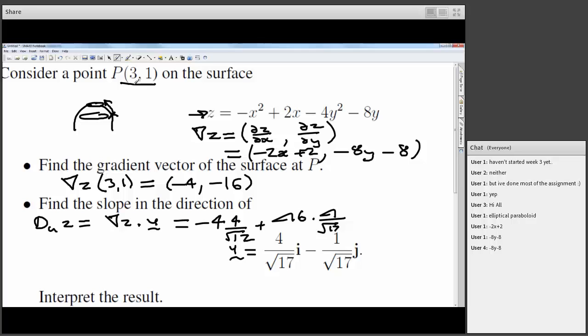And so if we work out what we get, we're getting minus 16 plus 16 all on root 17, not 17, equals 0. So that tells you that the slope in this particular direction is 0. What do you reckon that means? So if you had to make a guess, we lost someone unfortunately. So what does it mean to have a slope of 0?